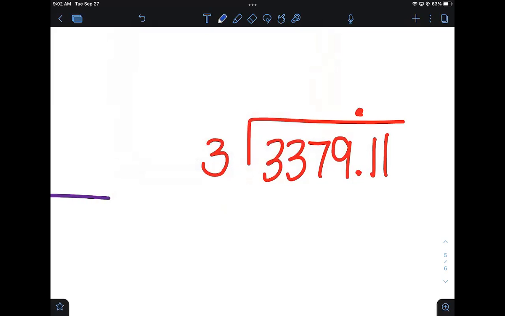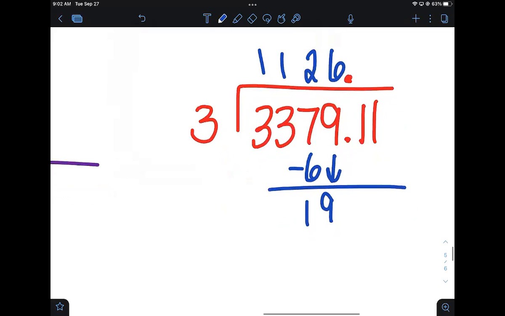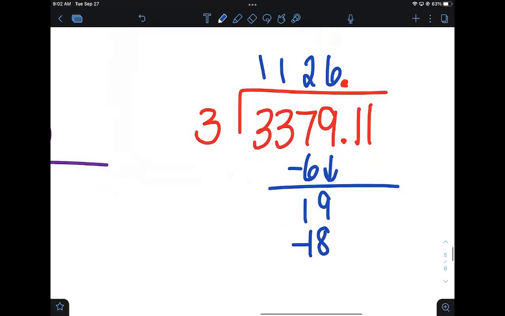How many times does 3 go into 3? Once, and then obviously 1 time again. 3 into 7. Twice. What is 3 times 2? 6. Subtract and get a difference of 1. Drop down your 9. 3 goes into 19. How many times? 6. What is 3 times 6? 18. It's a difference of 1.